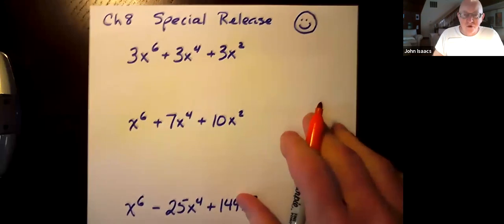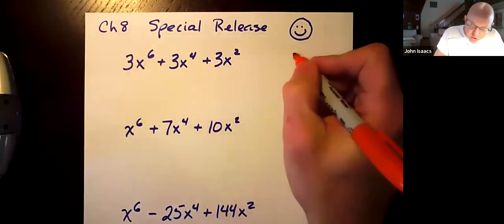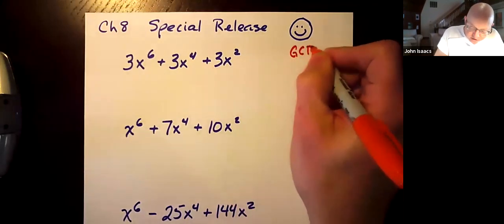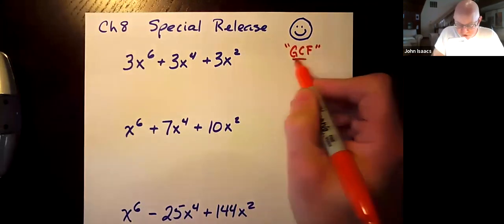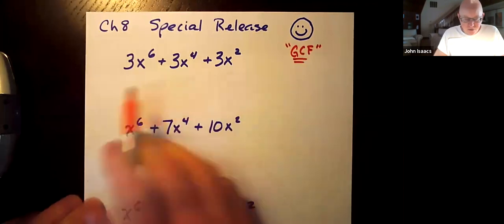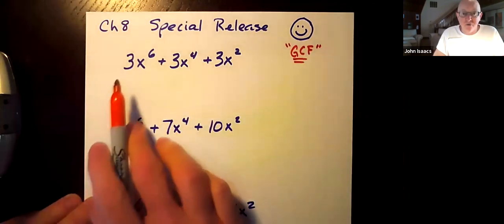So the first hint in factoring is always, always, always check for a GCF. I don't know if I've emphasized that enough in the videos, but GCF, first thing, GCF. So in this one, we definitely have a GCF, 3.